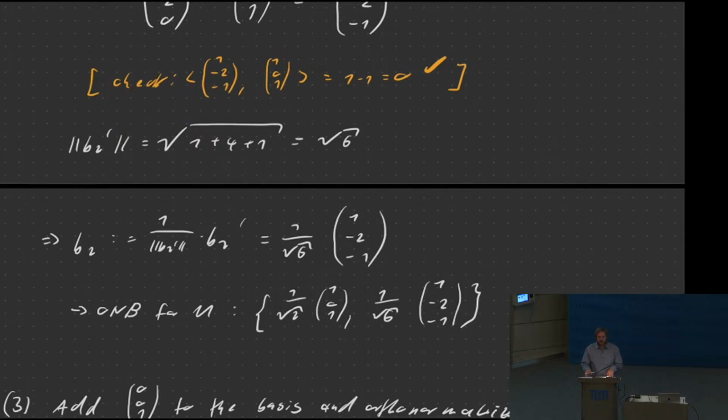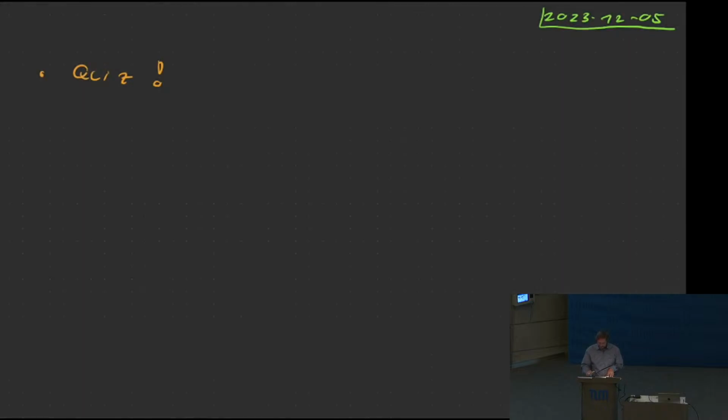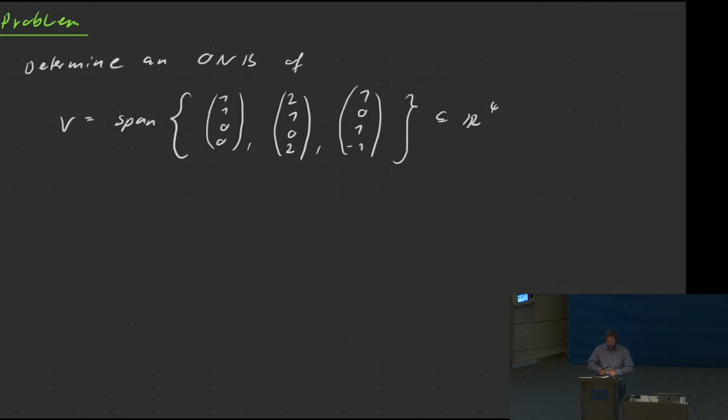All right, so that is Gram-Schmidt's method. Any questions so far? Otherwise, before we go on, I think I'll let you practice a little. I did prepare an example here. So here is a vector space spanned by 3 vectors in R⁴ to make things a little more interesting. And your task is to determine an orthonormal base of this subspace V here.